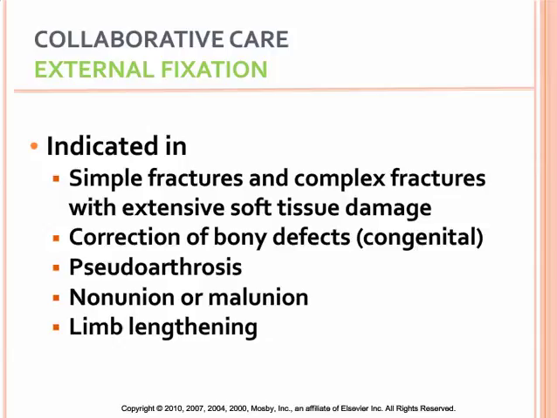External fixation is indicated in simple fractures as well as complex fractures with extensive soft tissue damage. It's used in the correction of bony defects that are congenital, pseudoarthrosis, non-union or malunion, and limb lengthening. External fixation has many advantages over other fracture management strategies and is often employed in an attempt to salvage an extremity that might otherwise require amputation.